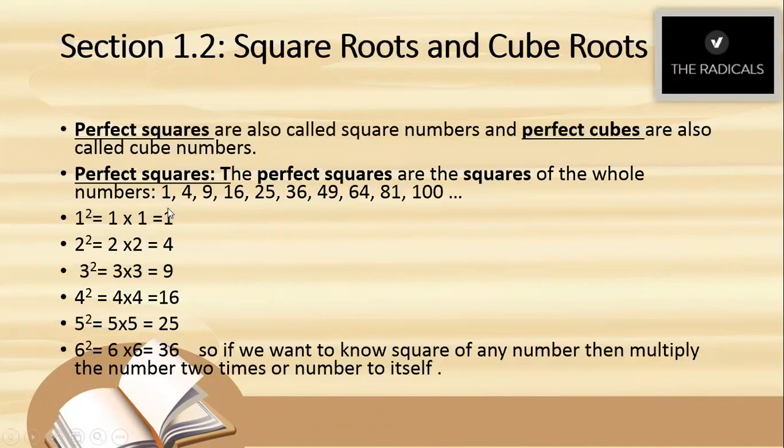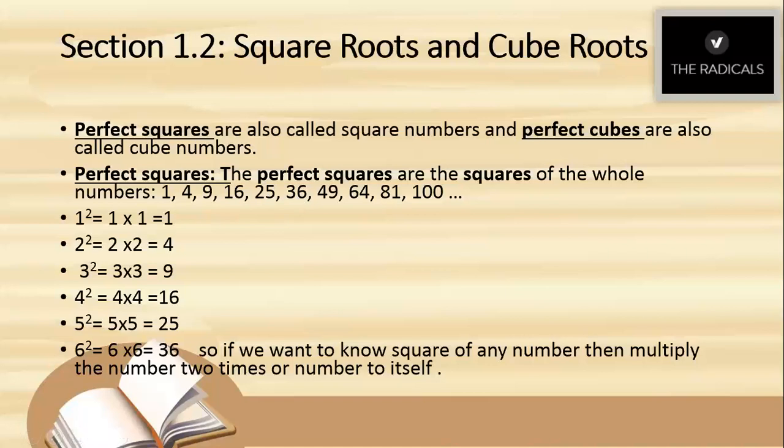For example, take the numbers 1, 2, 3, 4, 5, 6, 7, 8, 9, and 10. These are the numbers, and we are going to take their squares. The square of 1 is 1. The square of 2 is 4. The square of 3 is 9. The square of 4 is 16. And the square of 5 is 25. The square of 6 is 36.